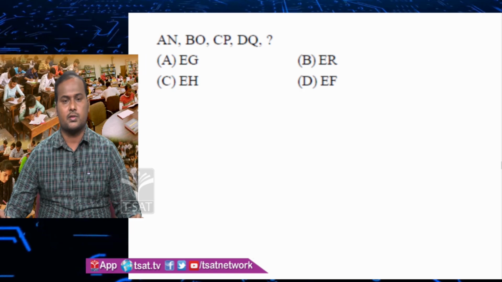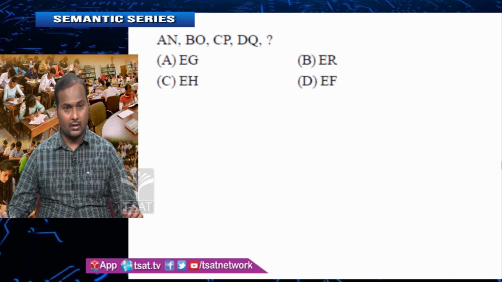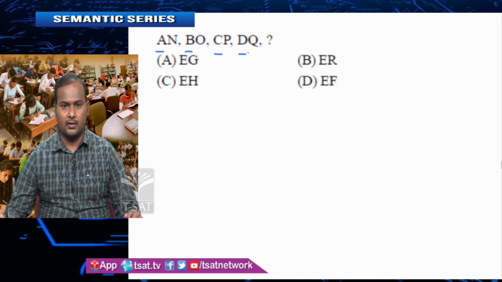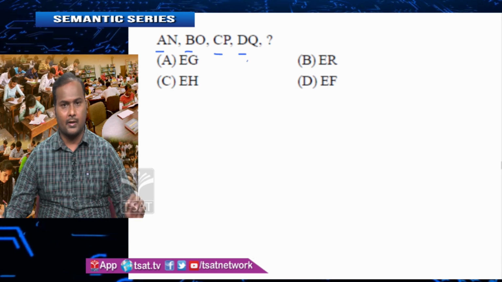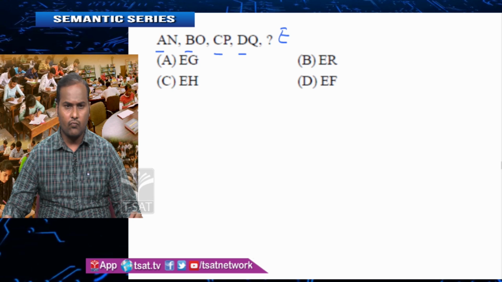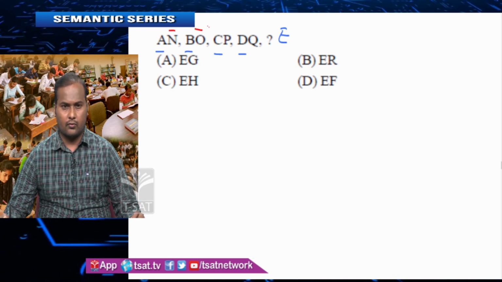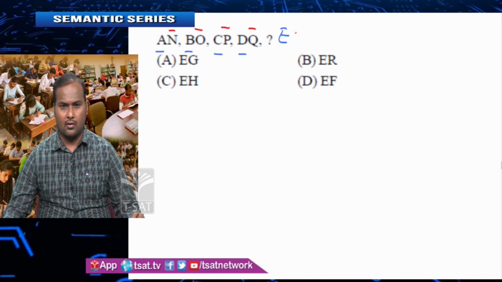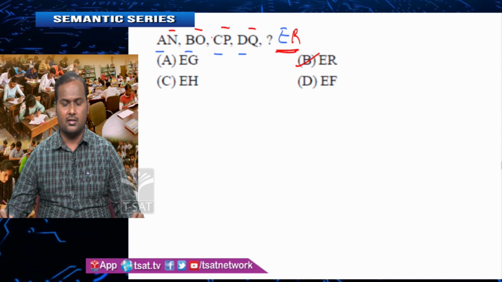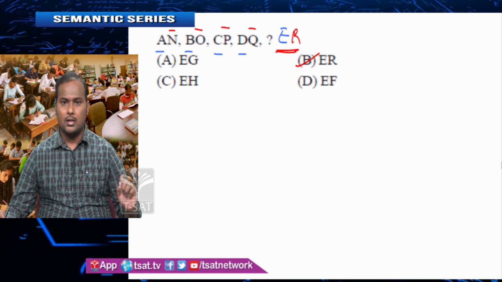In this particular question, the moment you see it, it is increasing by plus 1. I can clearly say that. That is A, B, C, D. So everything is increasing by plus 1. So the next answer will be E. In the same way, take the other series N, O, P, Q. Obviously the next one will be R. So your answer is ER. In this case there are two series and both the series are increasing by plus 1.